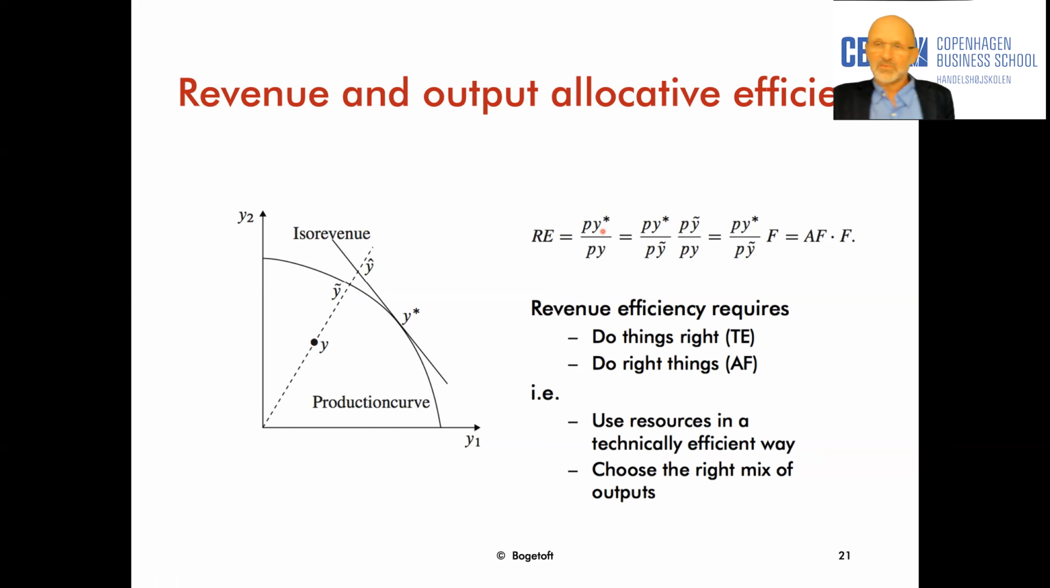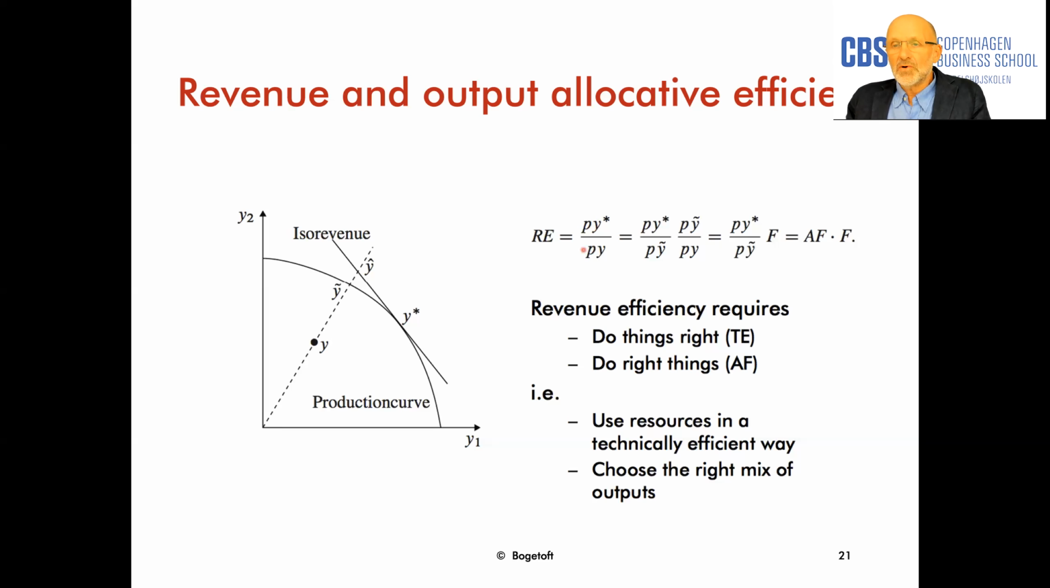Remember, now we're on the output side, so we tend to measure things so that large numbers are a sign of inefficiency. In this case, I get a bigger revenue here than I do here, so I get a ratio of revenue efficiency which is larger than 1, which means that I could have expanded my revenue. And therefore it represents inefficiency.